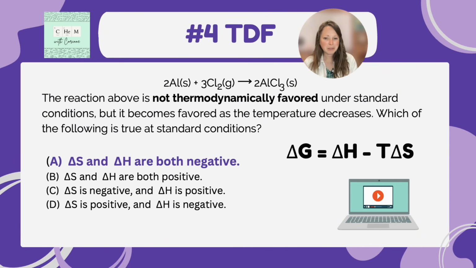And that's when you want to think about the Gibbs free energy equation, right? Delta G equals delta H minus T delta S. We're looking at that T and delta S there, trying to figure out how we can get a negative delta G overall. There are going to be questions like this.